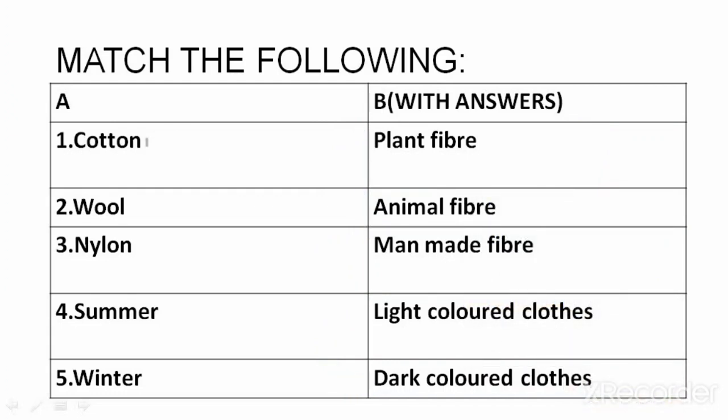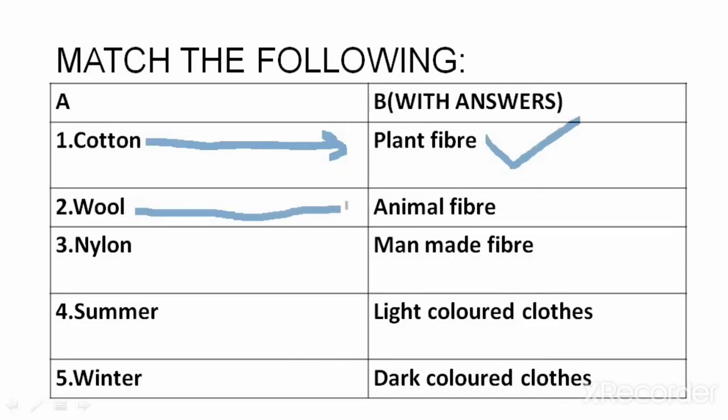The answer of cotton is plant fiber. Cotton is a plant fiber that we get from plants. Wool, where do we get wool from? Wool we get from sheep. So what is wool? Is it a plant fiber or an animal fiber? It is an animal fiber.